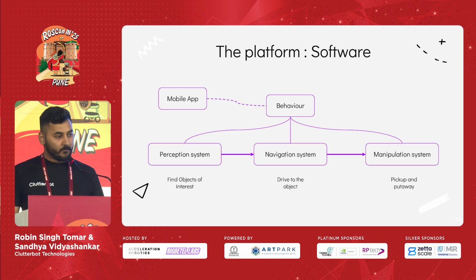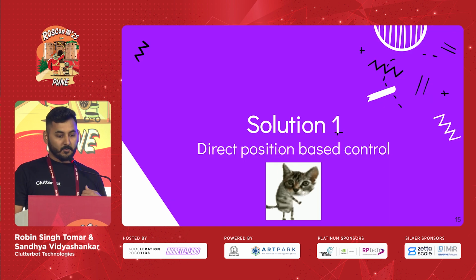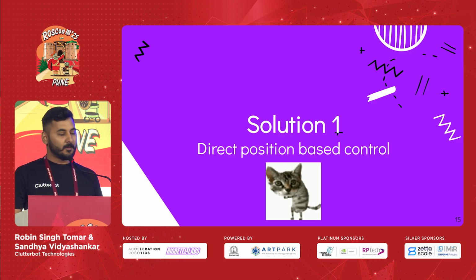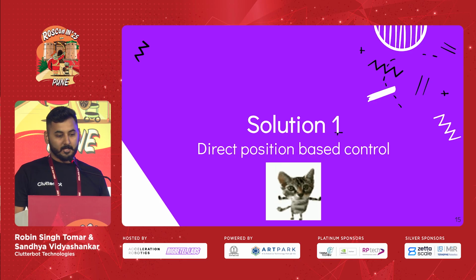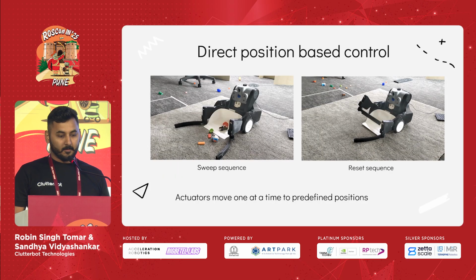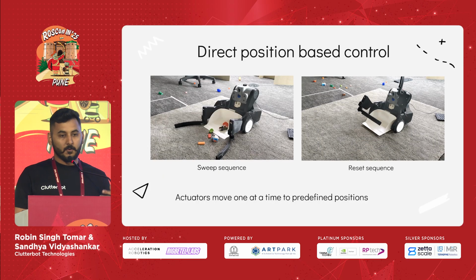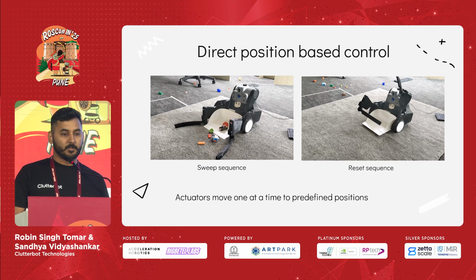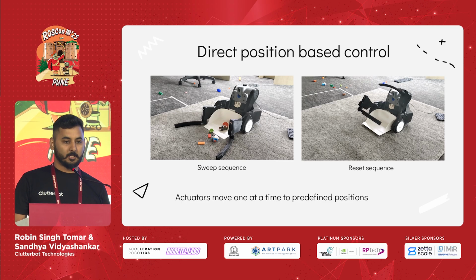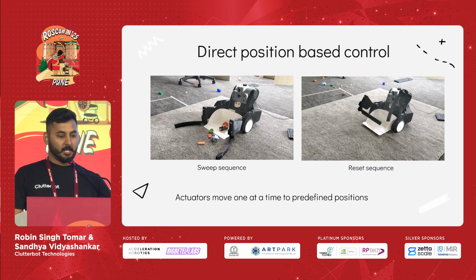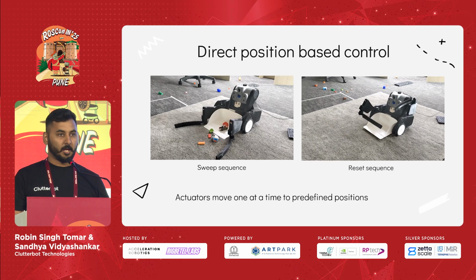In the rest of this talk, we'll focus on this manipulation system, and we'll see what different approaches one can take to come up with such a manipulation system. Which brings us to our first solution, which is direct position-based control. For any manipulation-related work, this is a simple approach you can take. If you have actuators, you can define what target positions they should be in at any given state. And if you define all of those states, you can come up with a sequence for any task.